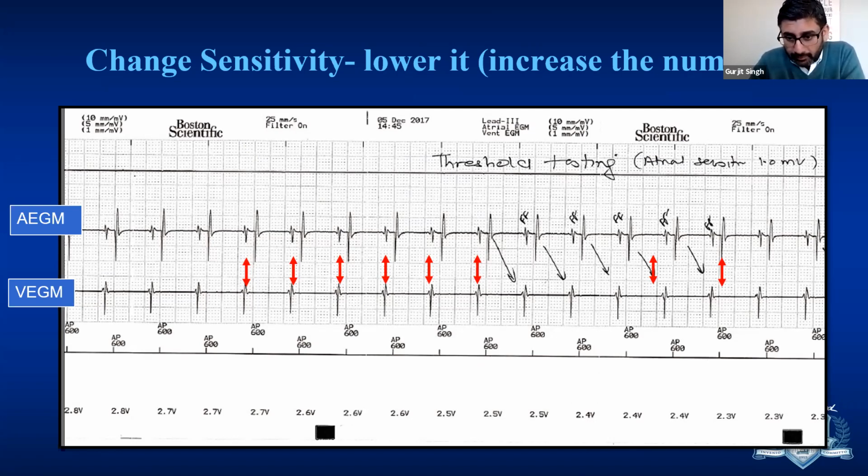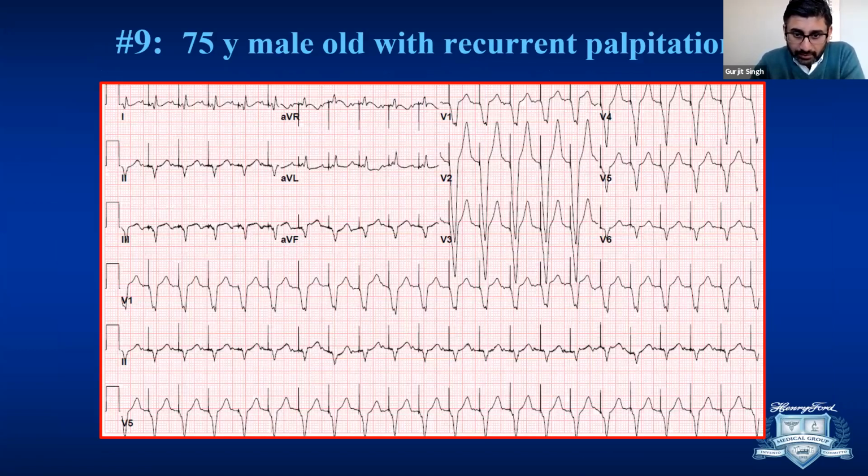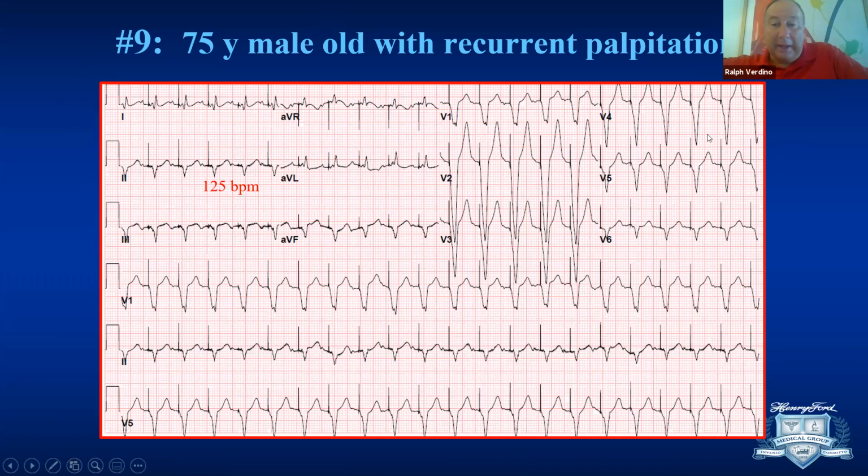Okay, next patient is a 75-year-old male with palpitations. Keeps coming back to the clinic with this ECG. Anybody want to tell me what's going on or give me an example of what this could be? Nothing yet. Okay, I labeled the rate for you as 125 beats a minute. So we have some PMTs, upper rate behavior.